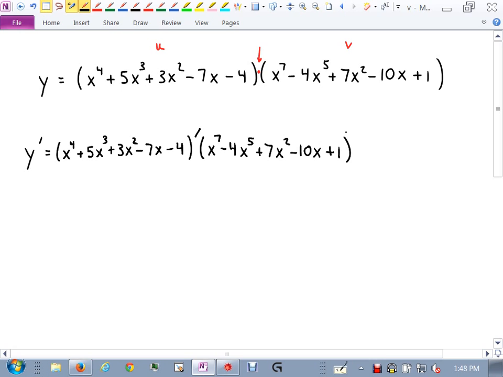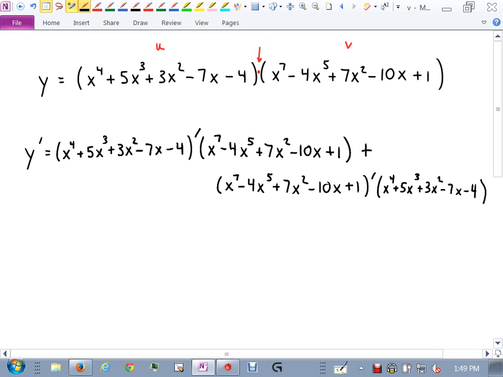Then what? Add to that. I'm going to run out of room, so I'm going to have to go on the line below this. It's going to be plus x to the 7th minus 4x to the 5th plus 7x squared minus 10x plus 1. That's one derivative, right? Then times what? The first one, right? Which was x to the 4th plus 5x cubed plus 3x squared minus 7x minus 4.